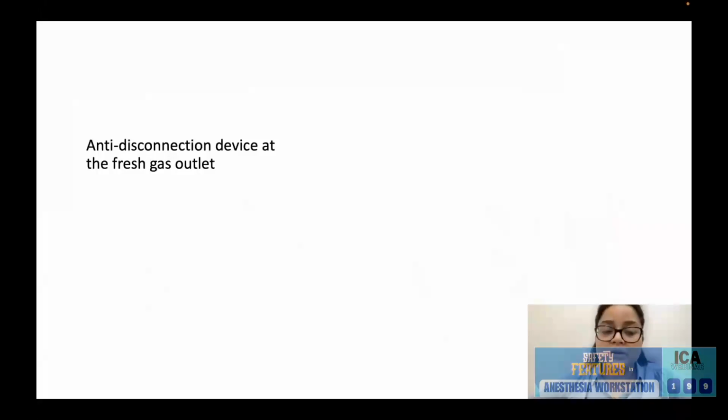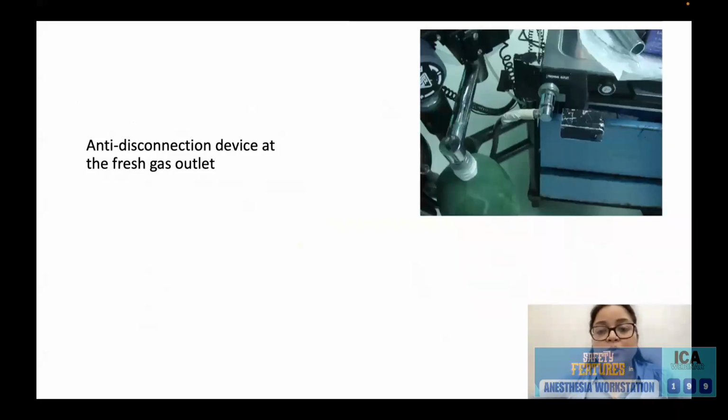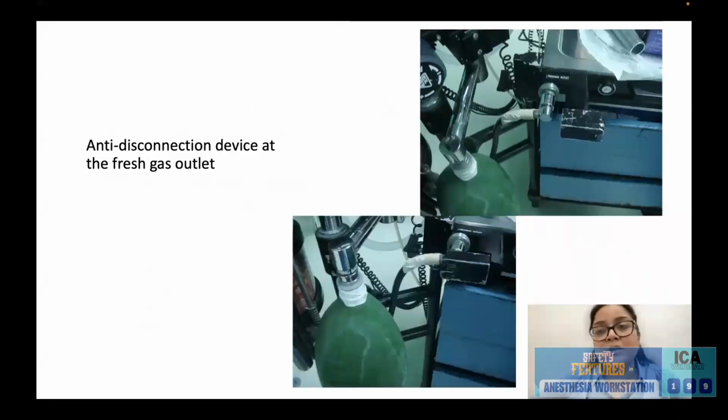Another important feature is the anti-disconnection device at the fresh gas outlet. Disconnection of the fresh gas inflow to the breathing system might lead to undesirable anesthetic or oxygen concentration delivered to the patient, and it can also create a significant leak in the breathing system with rapid loss of gas. Depending upon the mode of ventilation, the disconnection of the fresh gas hose may not be immediately apparent.